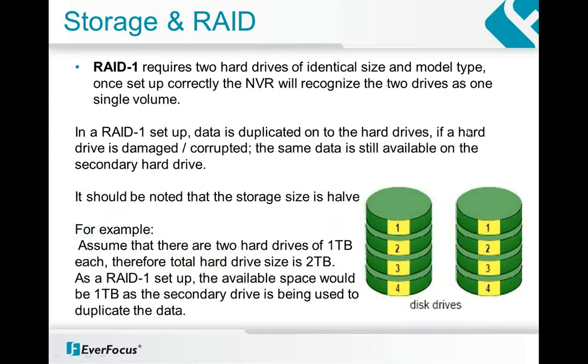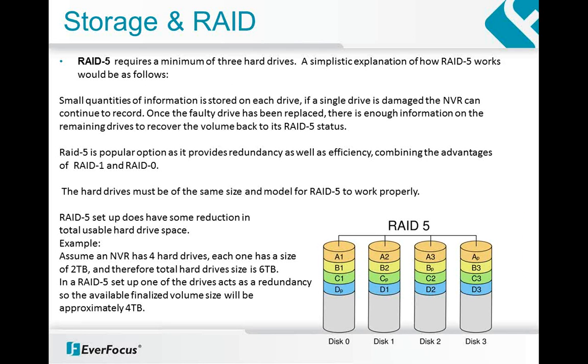RAID 1 basically is, and you can look at this diagram on the bottom right, mirroring a drive. So you have 2 drives and data is being recorded on both drives. You're recording camera 1 through 4 on disk number 1. You're also duplicating or mirroring that information on disk 2. So you have 2 exact copies on 2 separate disks. That's RAID 1. RAID 5 is basically what we call striping.